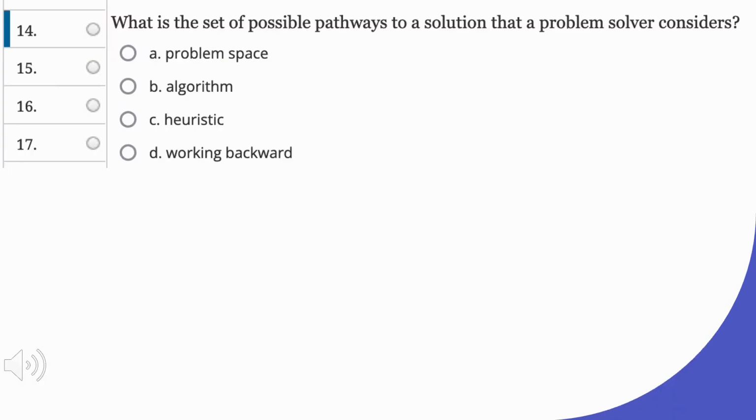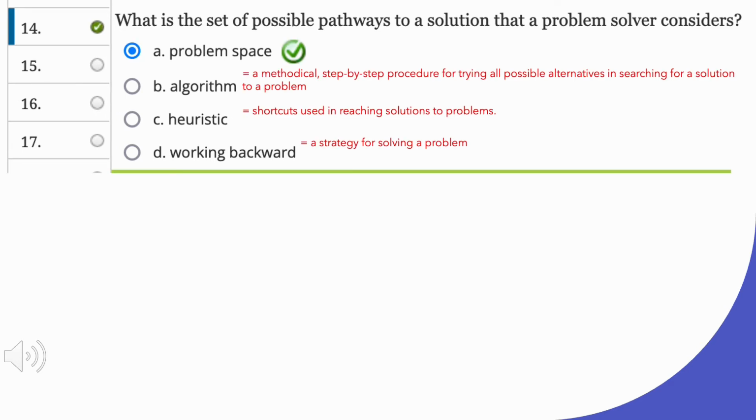Question 14. What is the set of possible pathways to a solution that a problem solver considers? A. Problem space. B. Algorithm. C. Heuristic. D. Working backward. It's A. Problem space. For B. An algorithm is a methodical, step-by-step procedure for trying all possible alternatives and searching for a solution to a problem. For C. Heuristics are shortcuts used in reaching solutions to problems. For D. Working backward is a strategy for solving a problem.